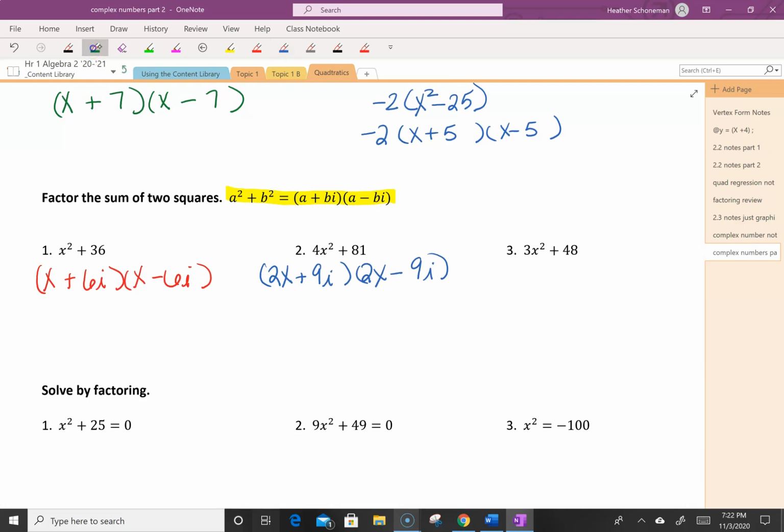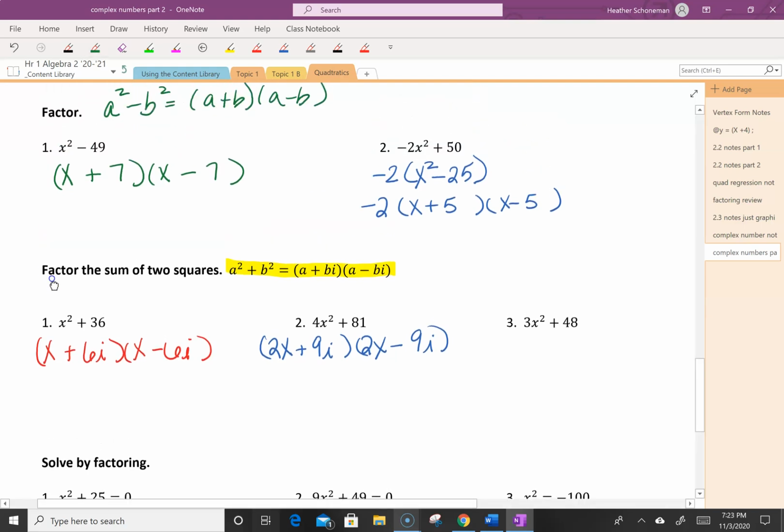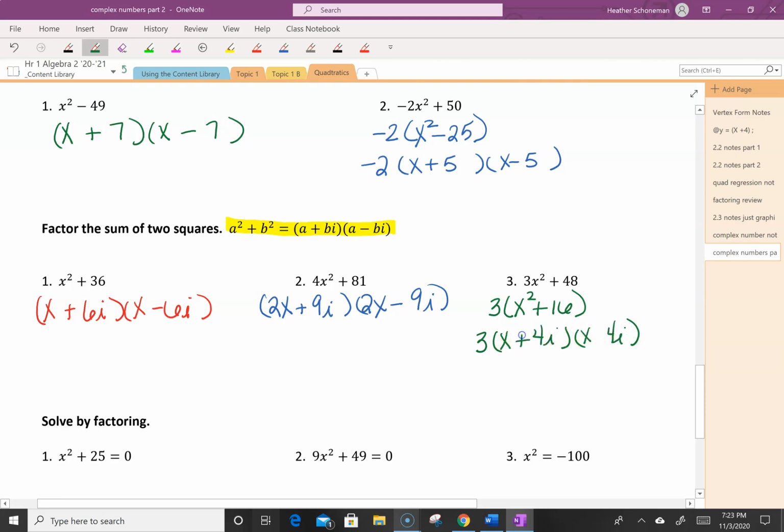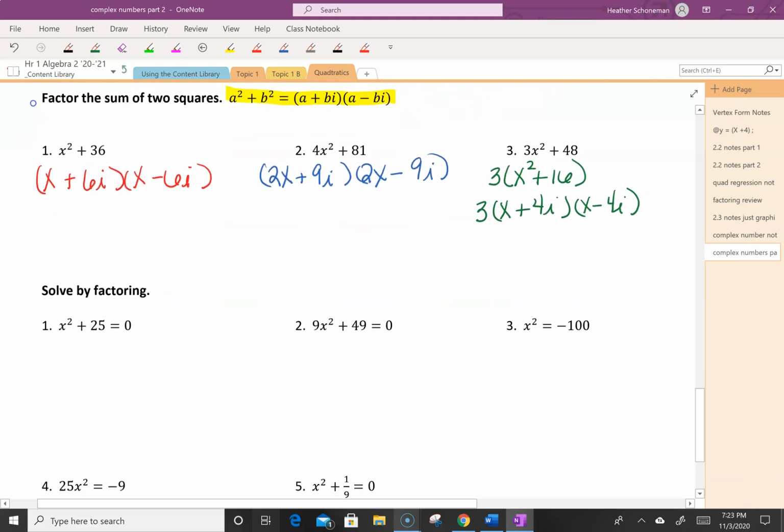Okay, the last one. You're looking at it, it's a binomial, there's a plus sign, but I can't take the square root. But remember, just like we had on number 2 up above here, you can always look for a greatest common factor, and this one has one. It's 3. So I'm going to take out the 3, and I get x squared plus 16. Now that I've done that, it fits my pattern. And now I've got x and x, 4i and 4i, one's plus, one's minus.